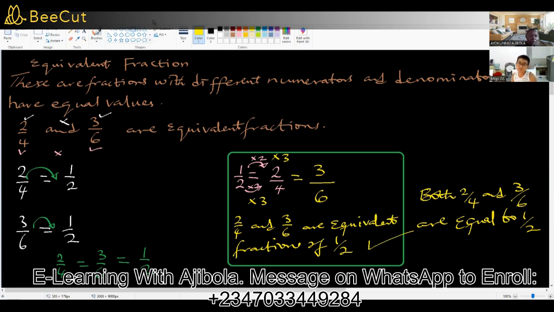Wait a minute. Hold on. Let me rewrite that term. A-R-E, okay? Are. Now, can you read it again? 2 over 4 and 3 over 6 are equivalent fractions of 1 over 2.